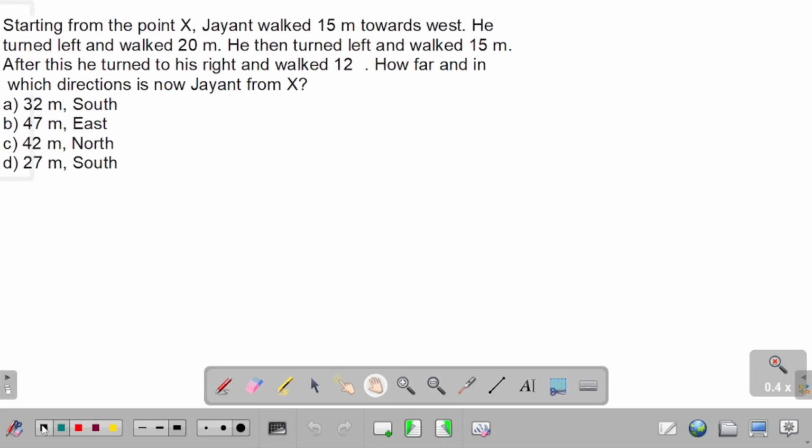Okay, right. I will take this red color. Now, as of now, we have to write this: east, west, north, south. Okay, clear. Now, starting from the position X, consider this as X. So Jayant walked 15 meters towards the west. This is the west direction. How much distance did he walk towards the west? Towards the west, he walked 15 meters. It is here. Now he is here, right?